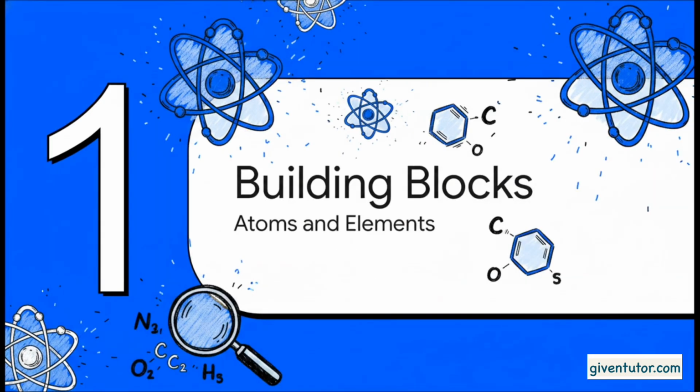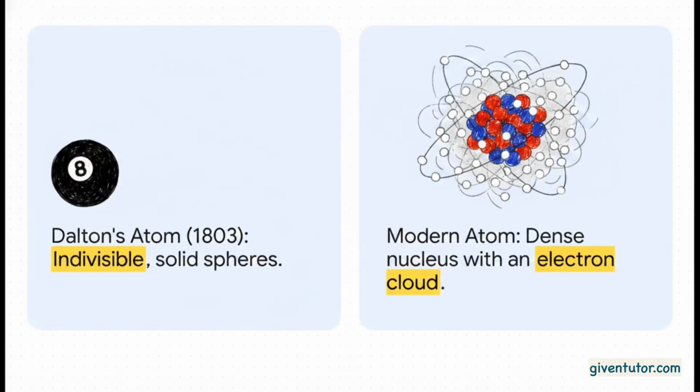Section 1. Meet your building blocks. To truly get chemistry, we kind of have to shrink ourselves way down to the microscopic level. Let's look at how our scientific models have actually evolved over time. Way back in 1803, an English chemist named John Dalton proposed that atoms were indivisible, solid spheres. Think of them like tiny, hard billiard balls that just couldn't be broken down any further.